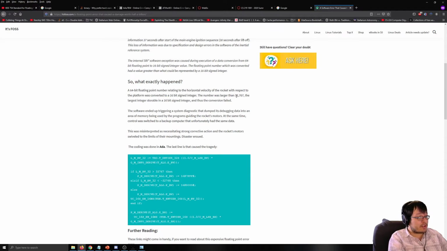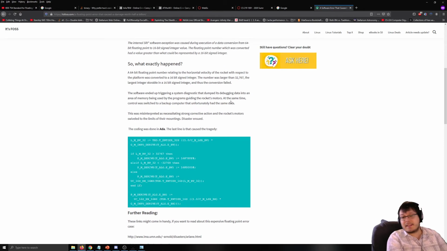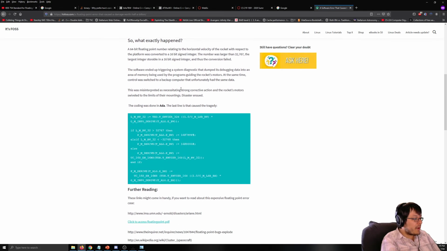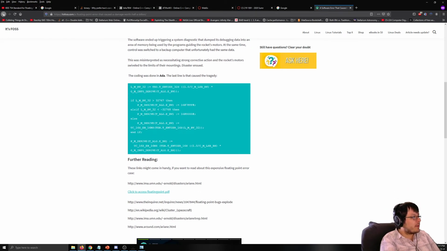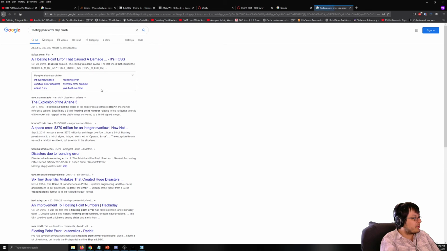The number was larger, well, in this case, I guess it was an overflow. The largest integer storable is, thus the conversion failed. So I guess in this case, they tried to convert a really big number into integers, so it overflowed. But yeah, anyways, still related to floating points. And I think there's another example as well.